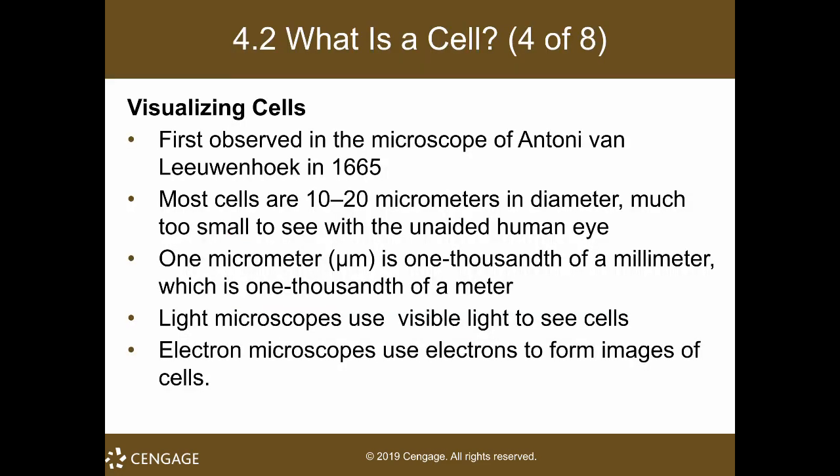The cells are small enough that you cannot see them with the naked eye, but large enough that a simple light microscope can be used to observe them. Cells were first observed in the microscope by Antony van Leeuwenhoek in 1665. Most cells observed at that time were around 10 to 20 micrometers. So they are very small, as I said.